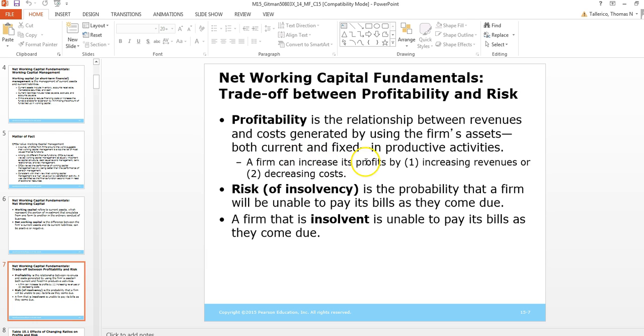So in a way, you can look at this from a personal finance standpoint. How do you increase the money you can use to invest? You could either increase your pay, get a larger paycheck, or you could decrease costs. All right, so risk is the probability, right, that a firm will be unable to pay its bills. So risk is any type of probability that you can't meet what you've got coming, and you may go insolvent. From a personal standpoint, also.